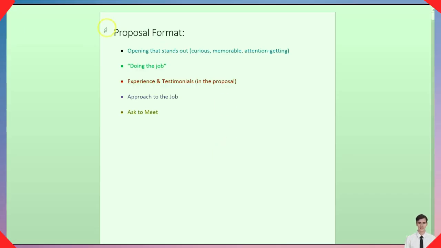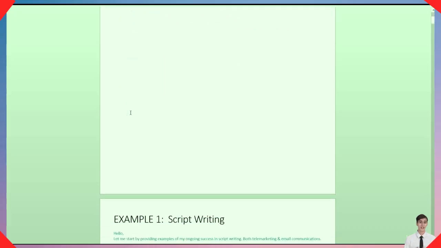I've outlined, sort of color-coded here, the opening of my proposal. Remember, it's curious, it stands out, it's memorable, it gets their attention. So that's going to be in blue. The doing of the job, which I went on and on about because I think you get my sense that I think it's important, that's going to be in green. Experience and testimonials in the proposal, that's in red. My approach to the job is in purple. And then finally in brown here, the ask to meet. So let's look at one here. I'm just going to scroll down.